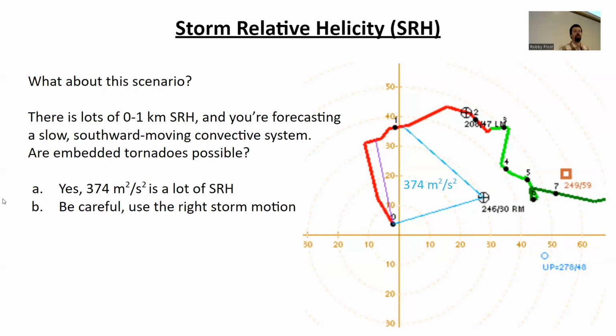So what about this scenario? You have lots of 0 to 1 SRH, right? You have over 300, almost 400 SRH here, and you're forecasting a slow southward moving MCS. Do you think embedded tornadoes are possible with this hodograph?